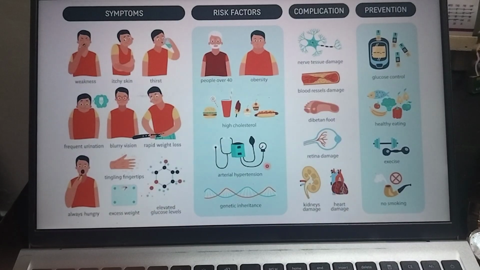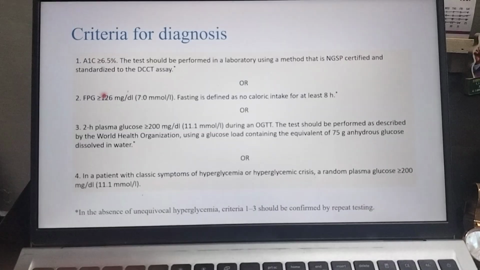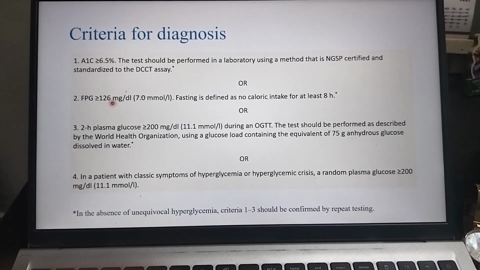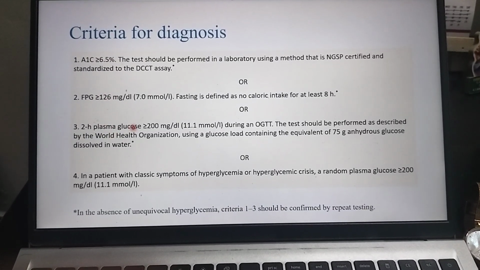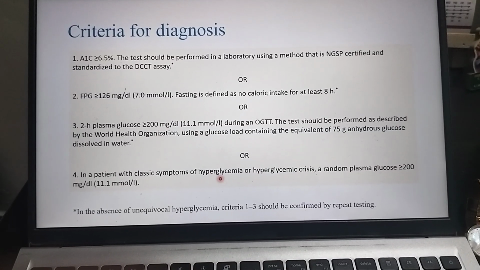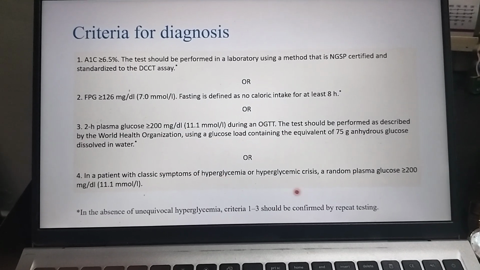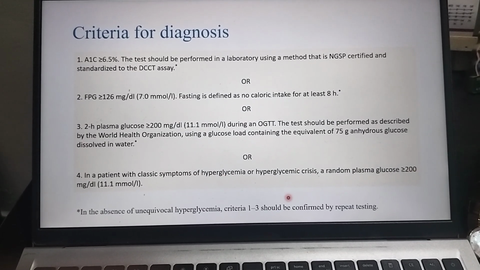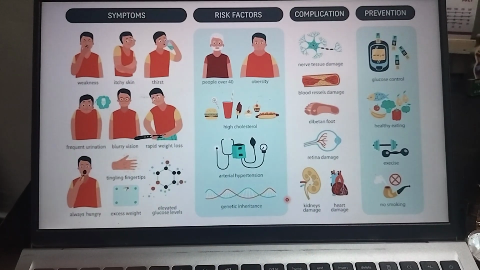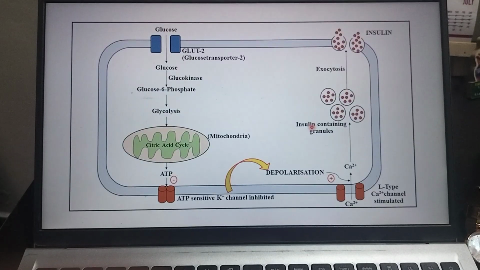Then the criteria for diagnosis: HbA1c more than 6.5%, fasting plasma glucose more than 126, and 2-hour plasma glucose more than 200 mg per dL, and random plasma glucose more than 200. These are the symptoms we see in case of diabetes.